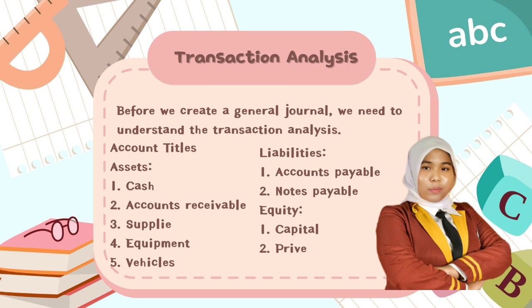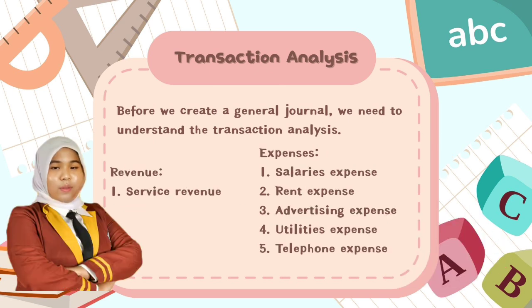Account titles. Assets: 1. Cash. 2. Accounts receivable. 3. Supply. 4. Equipment. 5. Vehicles. Liabilities: 1. Accounts payable. 2. Notes payable. Equity: 1. Capital. 2. Prive. Revenue: 1. Service revenue.